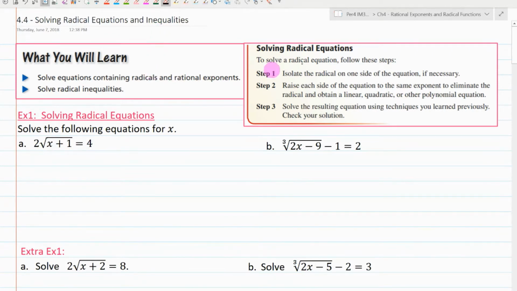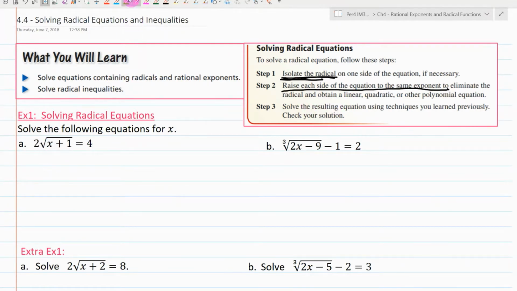So the first thing when we're doing all these is we definitely want to isolate the radical on one side, okay? If necessary, if it's not already done for you, then we're going to get rid of the radical by raising each side of the equation to the same exponent, so that we can get rid of the radical, and then we'll solve and we'll check our answers if necessary, okay?